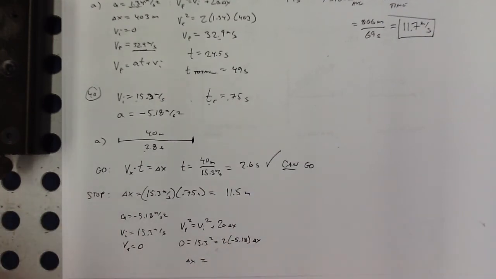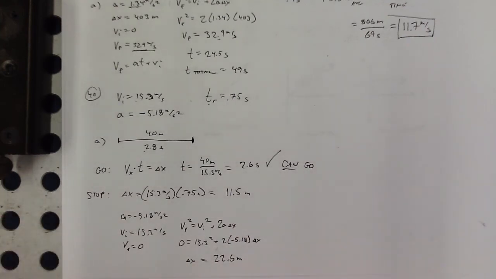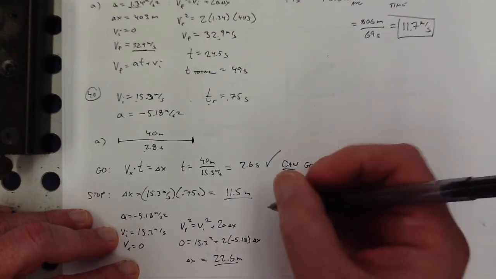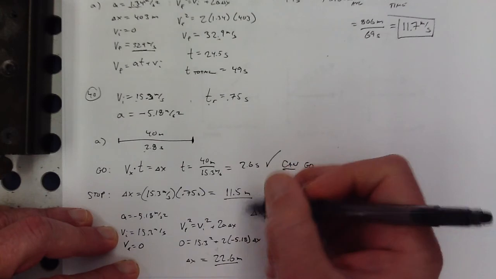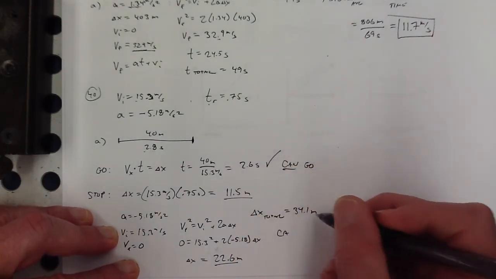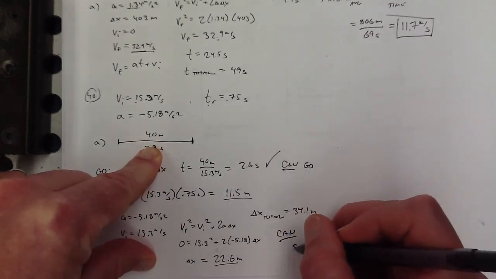Trying not to make any more calculator errors today. And that's about 22.6 meters. Okay, so my total distance to stop is the sum of these two, which looks like it would be 34.1. And that's less distance than how far the light was, so I can stop.